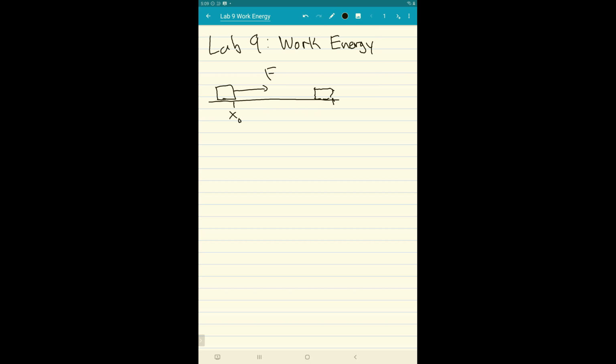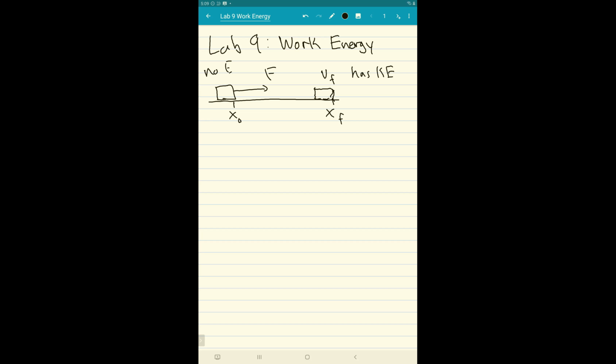Let's just say we stop pulling for simplicity. It's going to have some final velocity at some final position, right? Now the thing is, this object had no energy to start with, and now it has kinetic energy. So where did that come from? Essentially it came from me doing work on this object, from me applying this force to it.